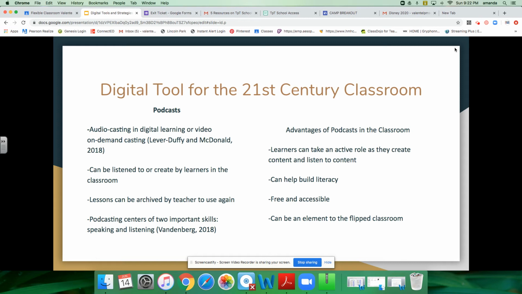And podcasting overall centers on two important skills, which are very inherent in our Common Core, which are speaking and listening skills. So, the advantages that I see of using podcasts in the classroom are that the learners get to take an active role and they get to create their content, and they can also listen to content as well. Through listening and speaking, they build their own literacy and fluency.